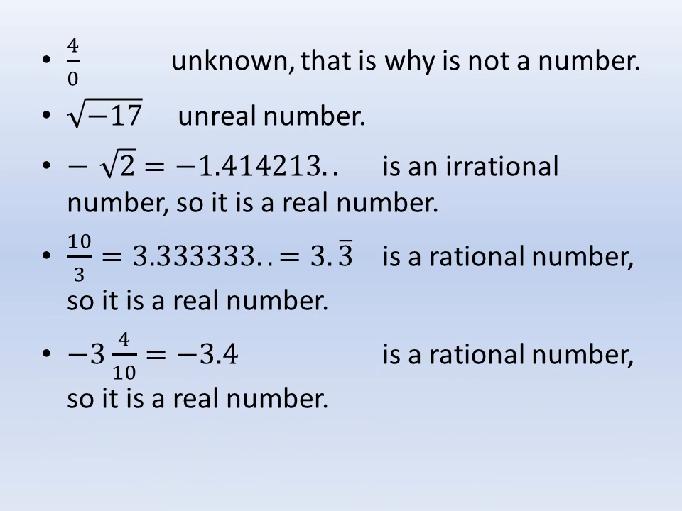Minus 3 integer and 4 by 10 is equal to minus 3.4. This number is a finite decimal number, and every finite decimal number is a rational number, and every rational number is a real number.